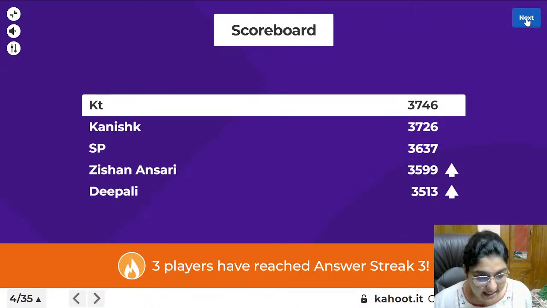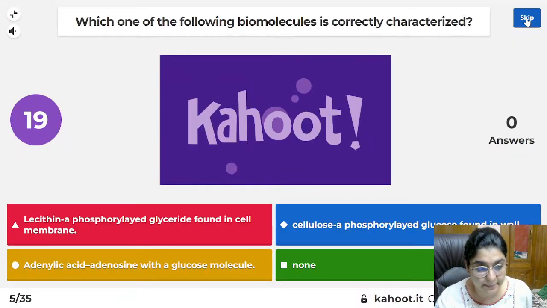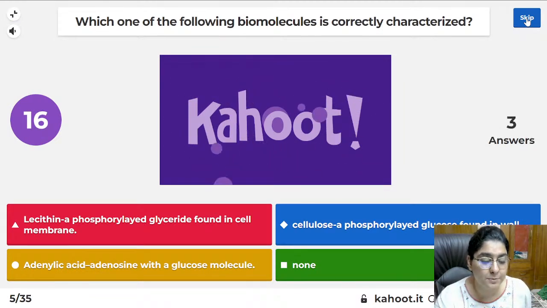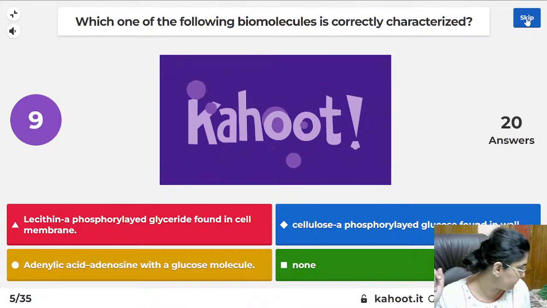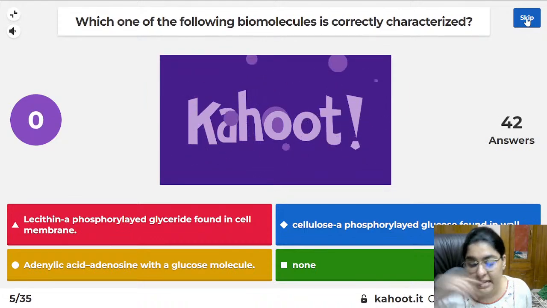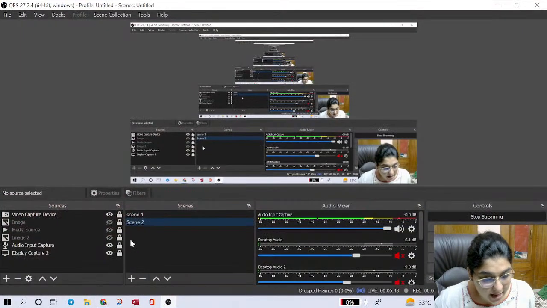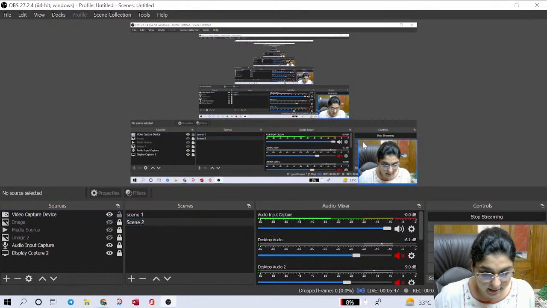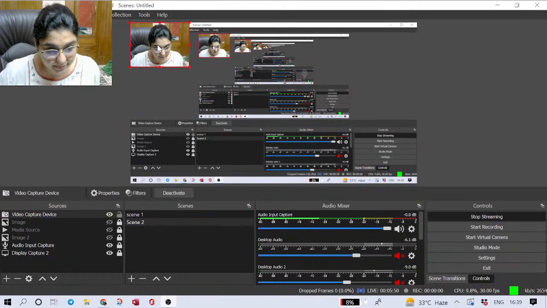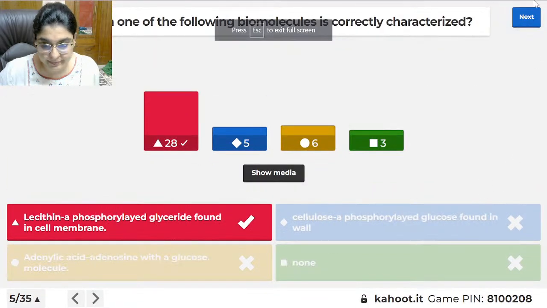Wonderful. Zishan, Kanish, Katie, SP, Dipali. Which one of the following biomolecules is correctly characterized? That means the description of the molecule is exactly same to what it actually is or where it is present as a biomolecule. I hope you're able to see the screen and the options correctly. Wait, I'll just change where I am present right now. Okay, I'll just squeeze in a little at the top. All right. Back to where we were. Full screen. Next.